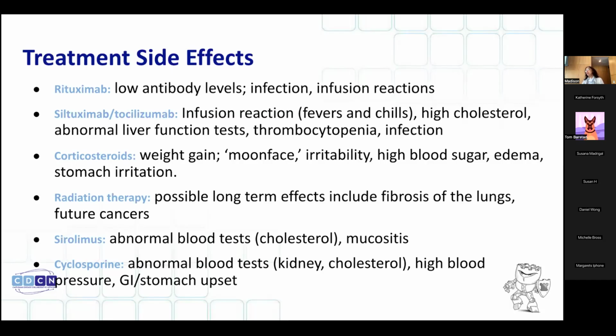Two other therapies we've used in patients with UCD who are having inflammatory symptoms include sirolimus and cyclosporin, and these are both immunosuppressive agents that affect T cell function. So you can have abnormalities of blood tests, including your cholesterol and your liver functions, as well as the development of oral ulcers as a result of the immunosuppression.